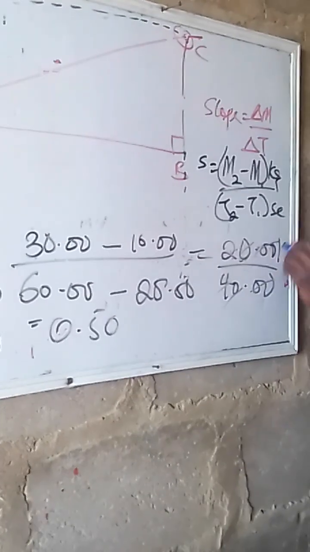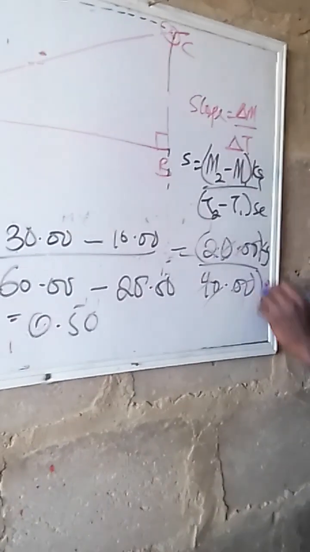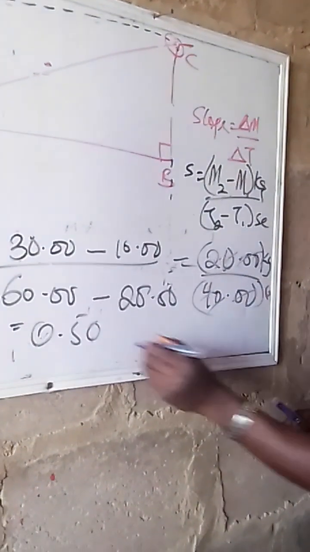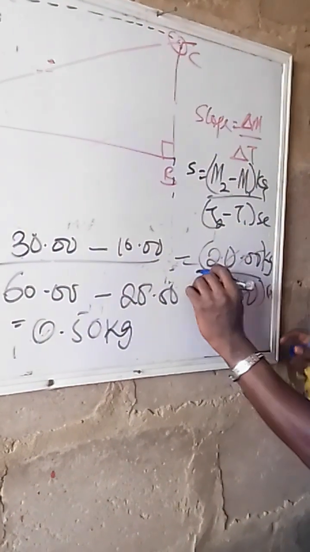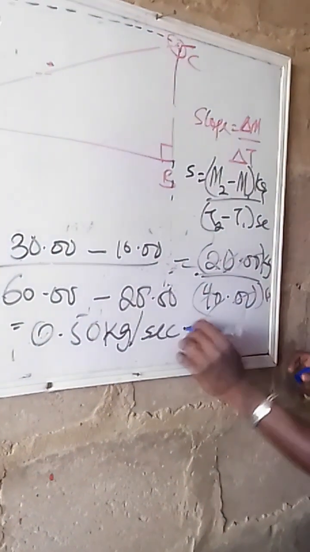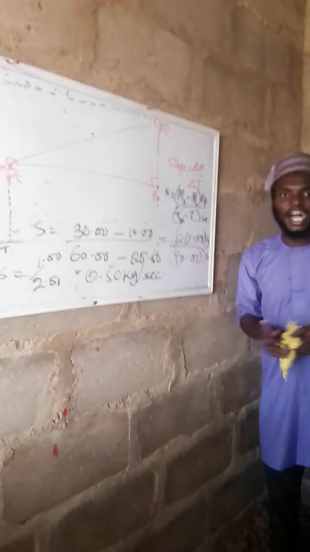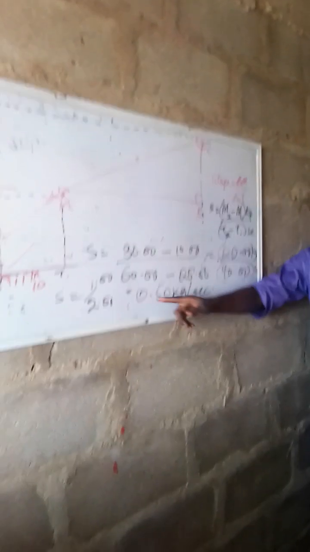Now, note that, don't forget your unit. This is in kilogram. Is that not? This is in seconds. It will now be kilogram divided per seconds. Always know that the units are very essential. And note, this is 0.5.